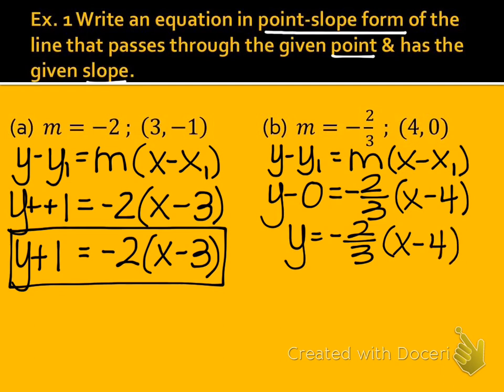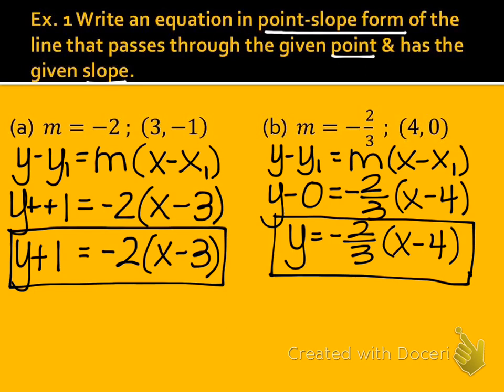Now again, it just happens that y is by itself, but I don't need to go any further. I don't need to distribute. I don't need to do anything else because it says the equation needs to be in point-slope form. Okay? Are there any questions? This is simple. They give me the point, they give me the slope, I plug it in.